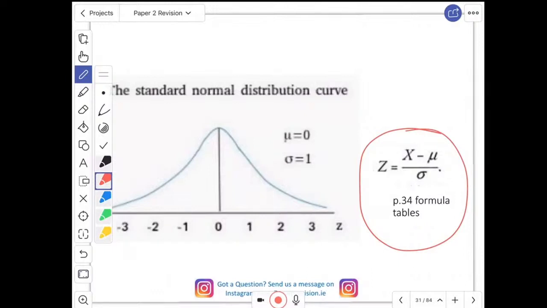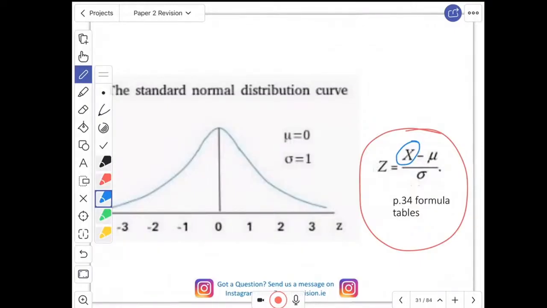So if you go to page 34 of your formula tables, you will see this formula in the middle of the page. It's called the standardizing formula. So it's z is equal to x minus mu over sigma. So basically what that means is we're going to take whatever we're trying to work out the probability of, and you're going to minus away your mean and divide by your standard deviation, and that will give you the z score for that particular question.